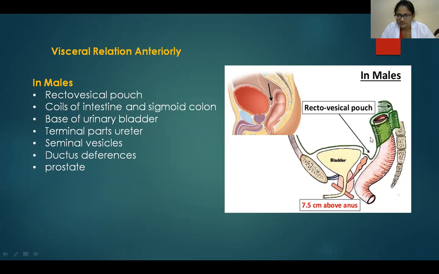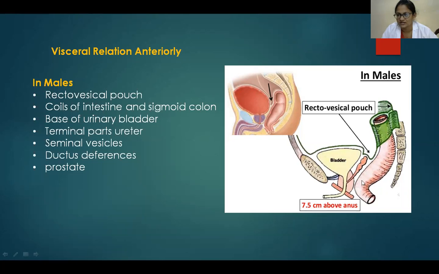Coming to the relations, the rectovesical pouch, which consists of the sigmoid colon, which is nothing but coils of the intestine, is related. Also it is related with the base of the bladder, and next with the terminal part of the ureters. Here you are going to see the ureters. And next, the seminal vesicles, ductus deferens and prostate. These are the structures which are related anteriorly to the rectum.